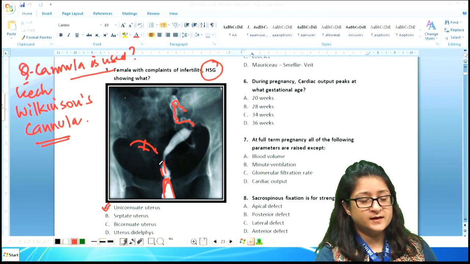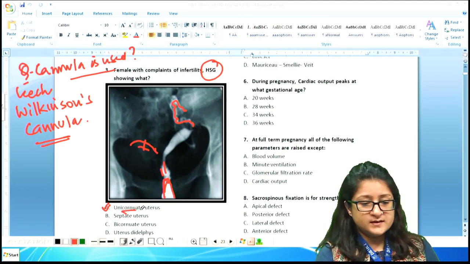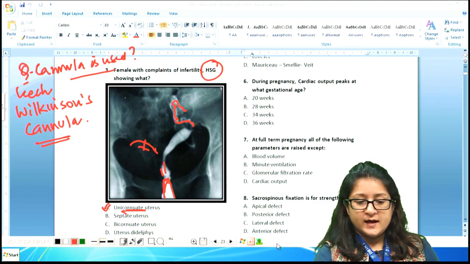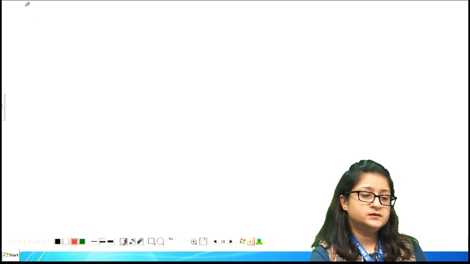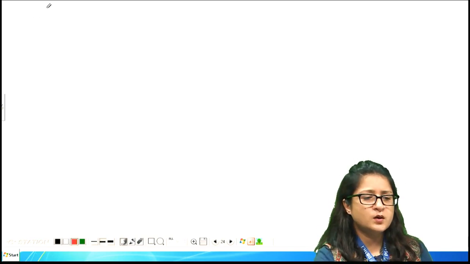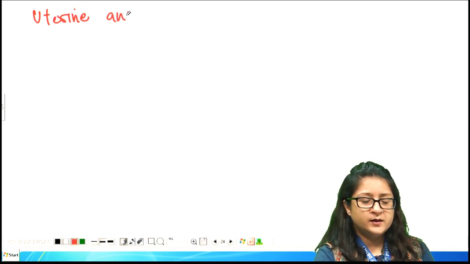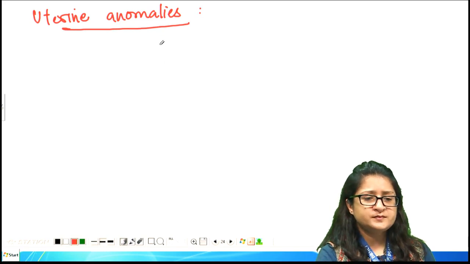Paramesonephric duct that is developing, or the Mullerian duct that is developing. All right, so this is the unicornuate uterus. Now let us talk about some important points that you have to remember about the Mullerian anomaly. So let us just talk about the uterine anomalies. What are the important points about uterine anomalies that you should remember?